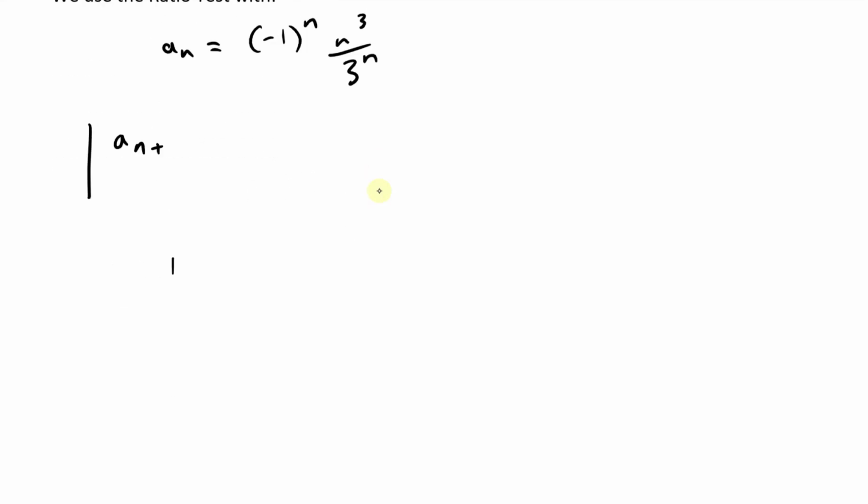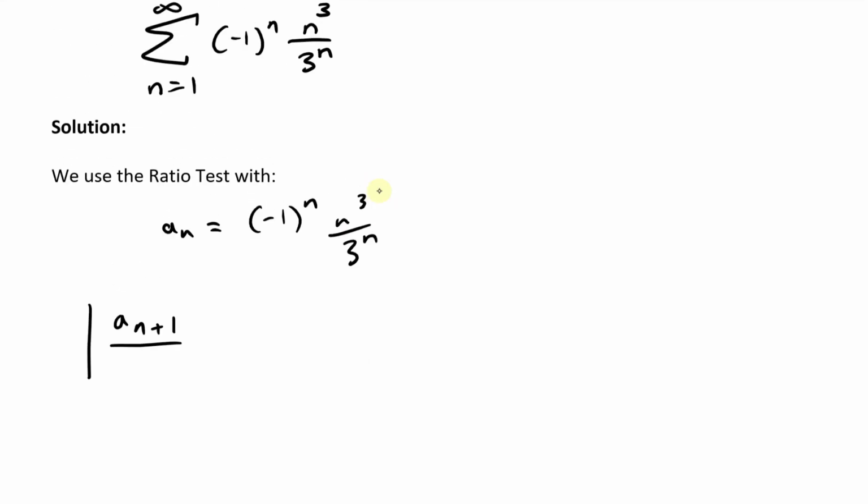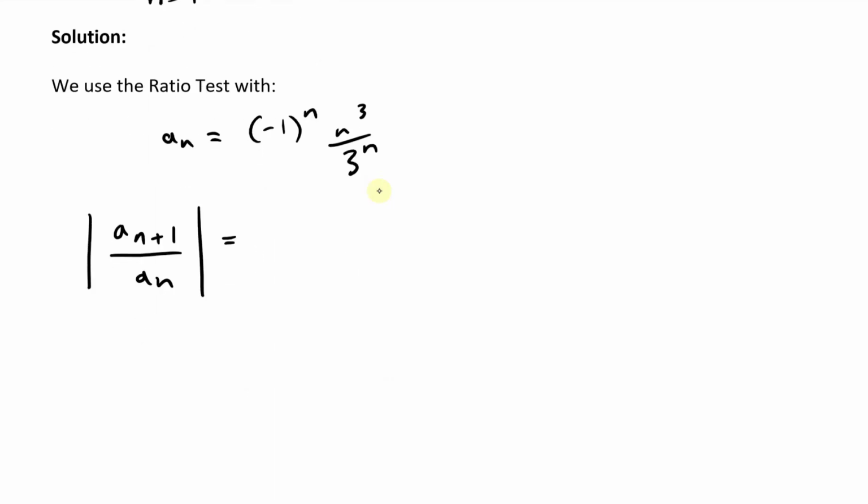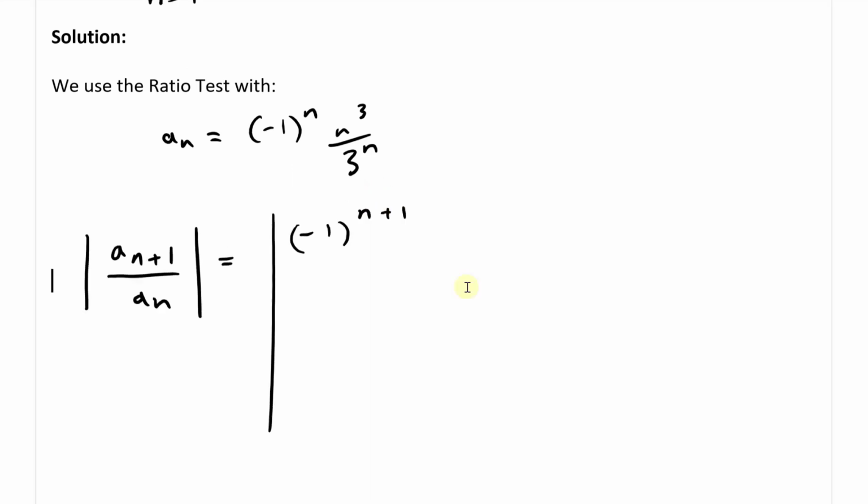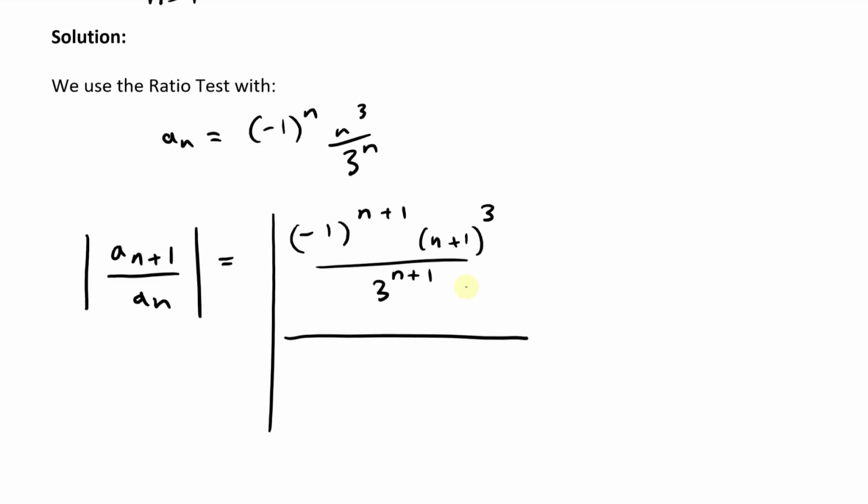So a_(n+1) over a_n, absolute value, equals, so this is going to be a giant formula. So the absolute value, then we're going to have the negative 1 to the power of n plus 1. Here, just moved it down a bit. So now we're going to have n plus 1 to the power of 3, and then divide this by 3^(n+1), like that. All divide this by, and then now we're going to write absolute value like that, and then just plug in n.